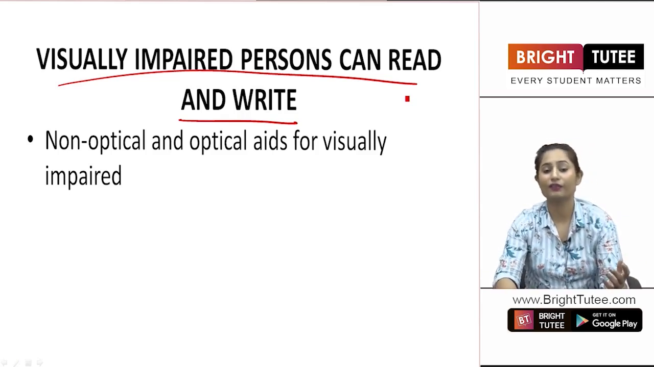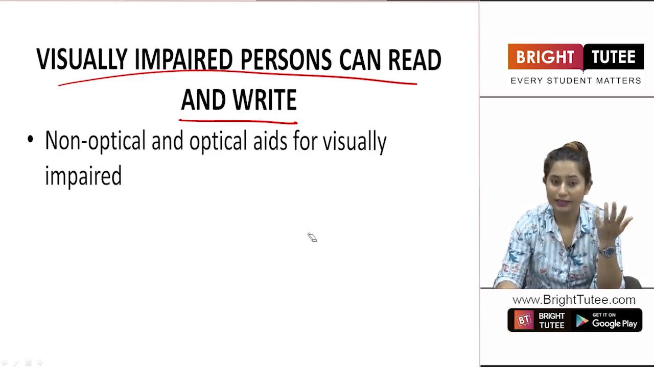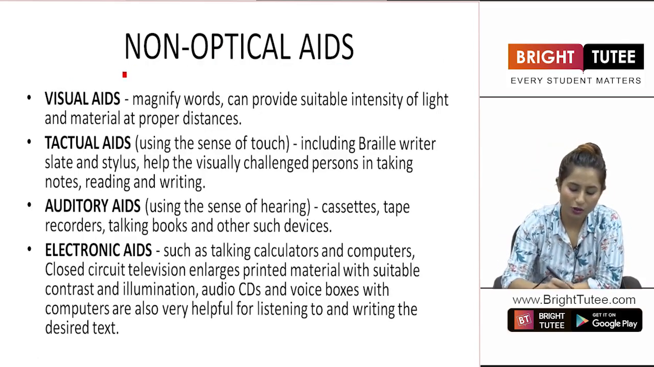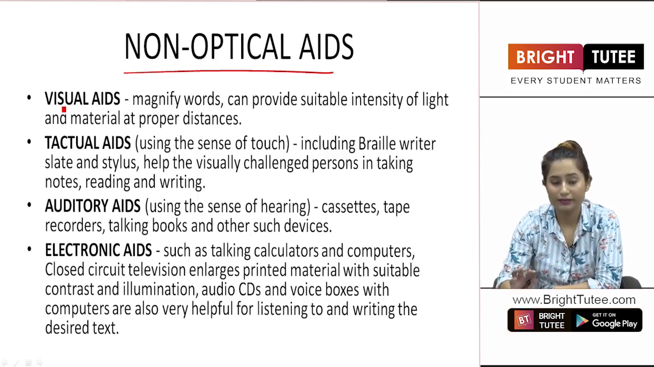We have different kinds of aids which provide them some help, with which they are able to understand, they are able to read, they are able to write. These are some aids. There are two kinds of aids, non-optical aids and optical aids. Both these aids help in different ways so that the person with any visual impairedness is able to read and write. Let us see what these are. First of all, non-optical aids. Students, non-optical aids are again of four kinds.